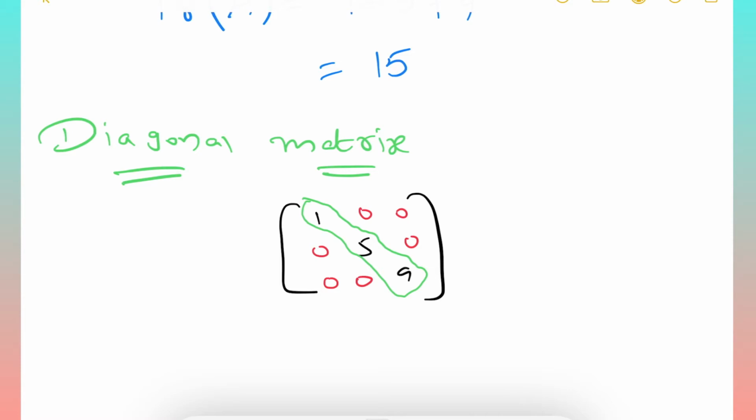So in any square matrix, if the diagonal elements are numbers and all the remaining elements, that is the non-diagonal elements, are zeros. In the diagonal elements, it may be 0 or it may be any number, no problem with that. For example, here 1, 5, 9 is there, it may be 0, 5, 9 also, it may be 0, 0, 9 also, it may be 0, 0, 0 also. So this is a diagonal matrix. Next, scalar matrix.